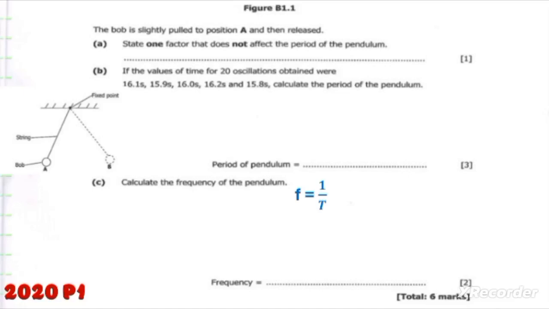Capital letter T stands for period. So frequency is equal to 1 divided by the period we calculated, which is 0.8. So 1 divided by 0.8, we are going to get 1.25 Hz. By the way, frequency is measured in Hz. So our answer therefore is 1.25 Hz. As we can see, we are done with this question.